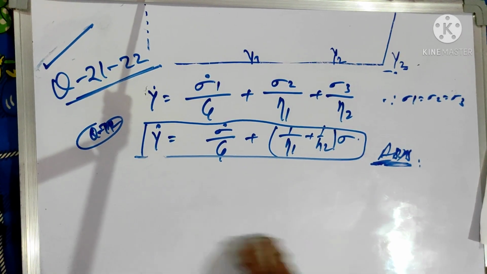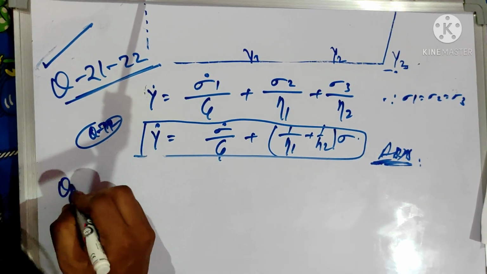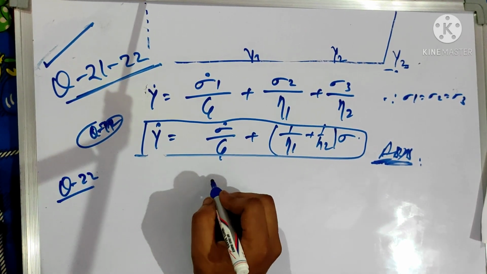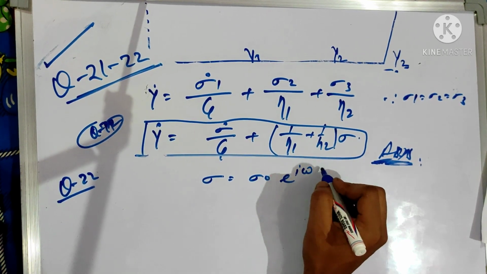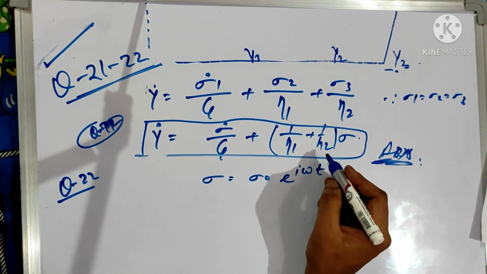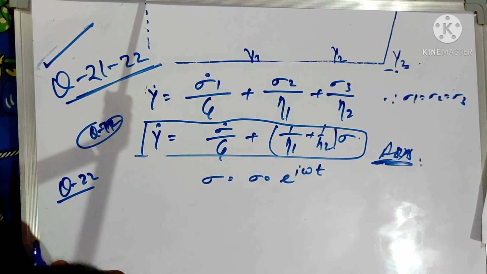Now in question number 22, given that sigma is equal to sigma naught into e to the power i omega t. Put these values in the given equation.